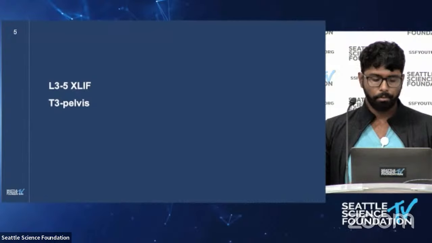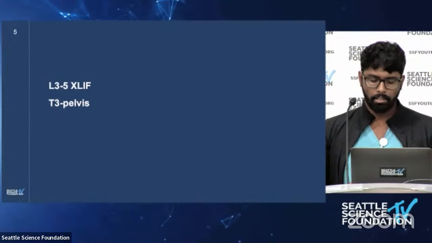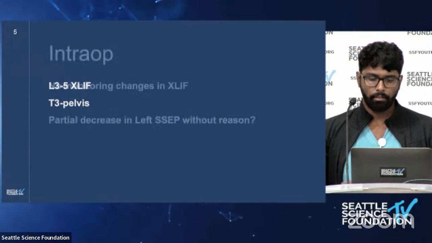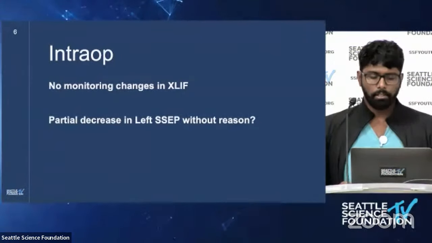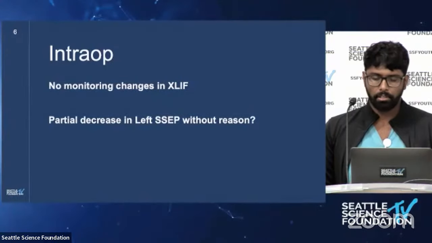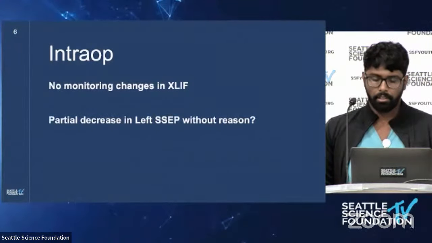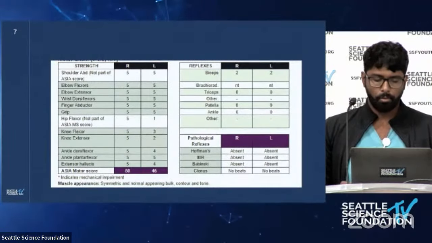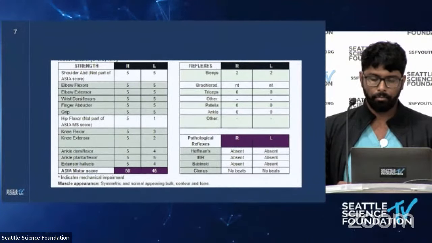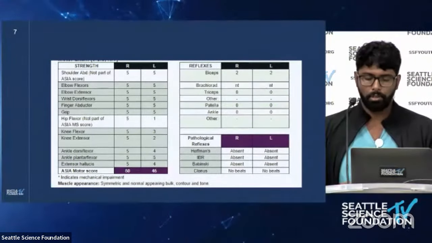Intraoperatively, in the first case, there were no monitoring changes in the XLIF portion. And in the T3 to pelvis, after the deformity correction, there was a decrease in the left-sided SSEPs with no change in motor potentials, without really any reason per the operative note, no real change or immediate cause of the incident. The post-operative ASIA score had some hip flexor weakness on the left side, which is expected due to the left-sided lateral approach, and that did improve over the next few years.